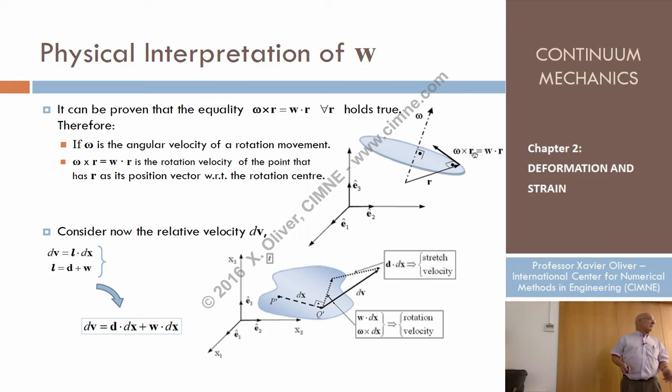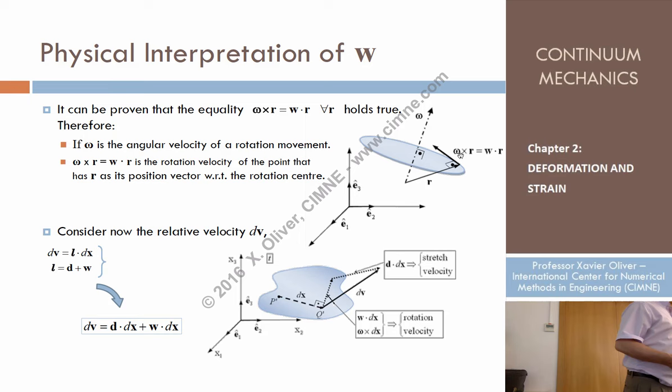Okay? And look, what this equality says is that this, which now in virtue of that can be interpreted as the rotational velocity of a body with angular velocity omega, this vector, the spin vector, is equal to omega times r. So whenever I find omega times r, I can interpret this product as this one, which in turn can be interpreted as a rotational velocity field. A rotational velocity field. Okay?